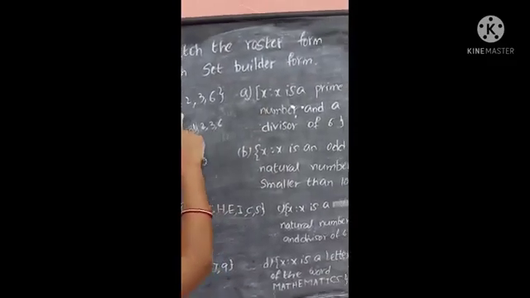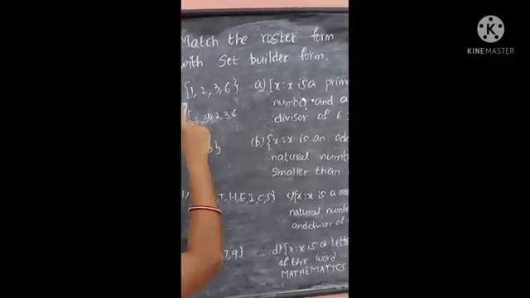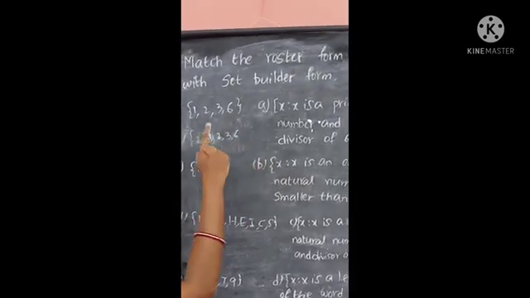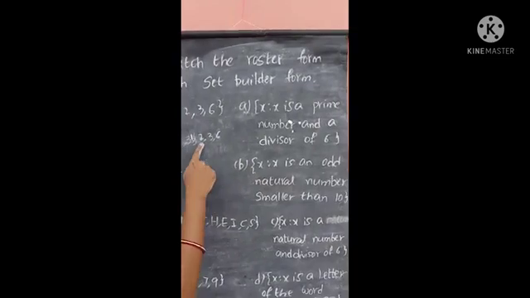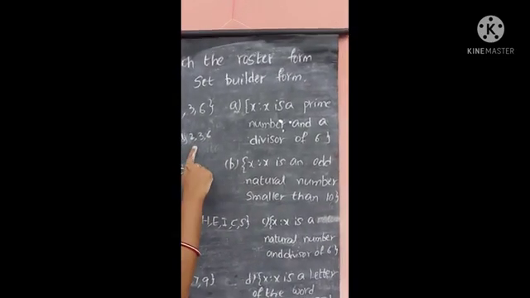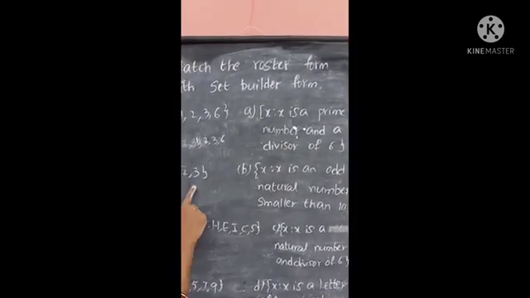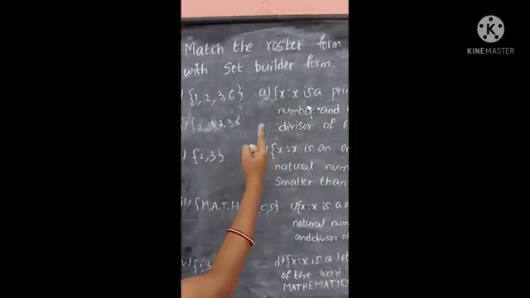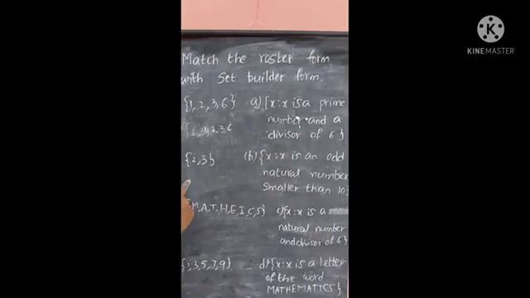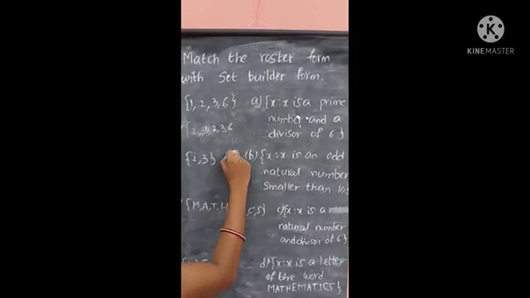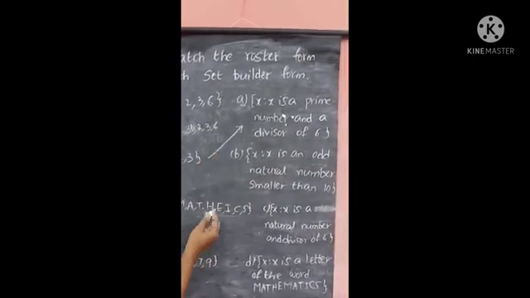See the second one, 2 comma 3. These are the prime numbers among these divisors, 2 and 3, each a prime number and a divisor of 6. 2 is a prime number and a divisor of 6. 3 is a prime number and a divisor of 6. So for this second question, A is the correct option.